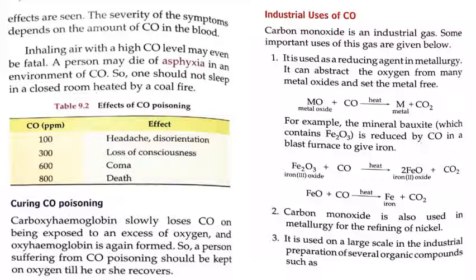Curing carbon monoxide poisoning. Carboxyhemoglobin slowly loses carbon monoxide on being exposed to an excess of oxygen, and oxyhemoglobin is again formed. So if we give a proper supply of oxygen, excess oxygen, then in our body oxyhemoglobin will be formed again. So a person suffering from carbon monoxide poisoning should be kept on oxygen till he or she recovers, so that the carboxyhemoglobin is displaced with oxyhemoglobin.